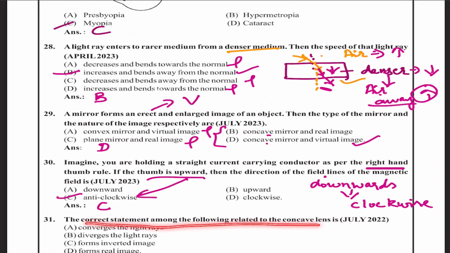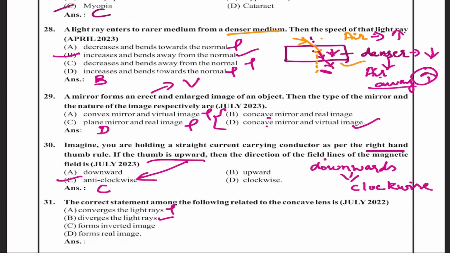The correct statement among the following related to concave lens. So we should know the properties of concave lens. Will it converge the light rays? A concave lens diverges the light rays. Hence option A is wrong. Diverges light rays, correct. Forms inverted image? A concave lens forms an erect image which is virtual, hence it doesn't form an inverted image, and it doesn't form a real image also, it forms a virtual image. Hence the correct answer for this question is option B.